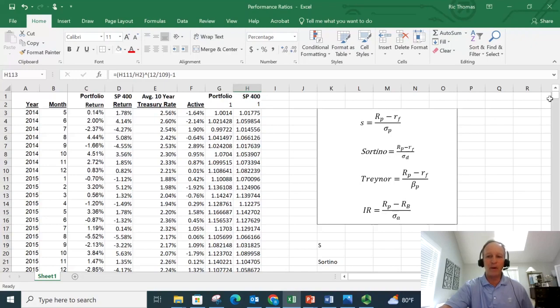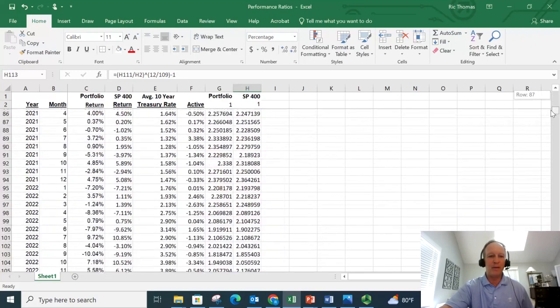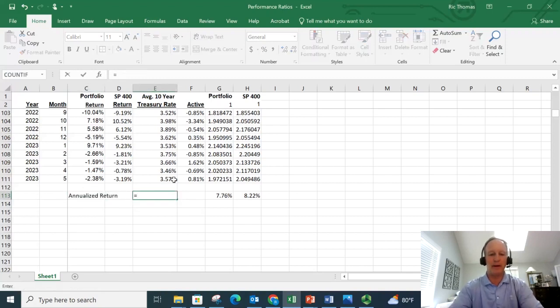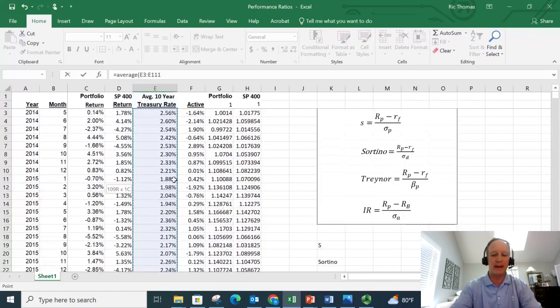For RF, what I typically do is, this is the average treasury rate, but it's an annualized rate. And so what I'm going to do there is I'm going to drag this over a little bit here, and I'm just going to take the average number here. And again, I don't need to annualize this number because each one of these months is already an annual yield. So I'm just going to take what the average was over that time period.